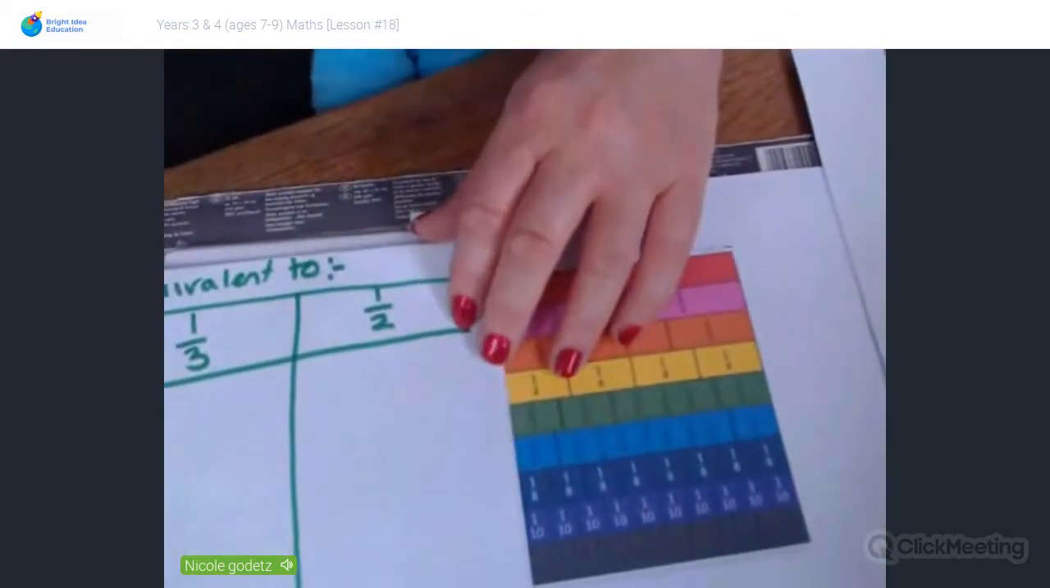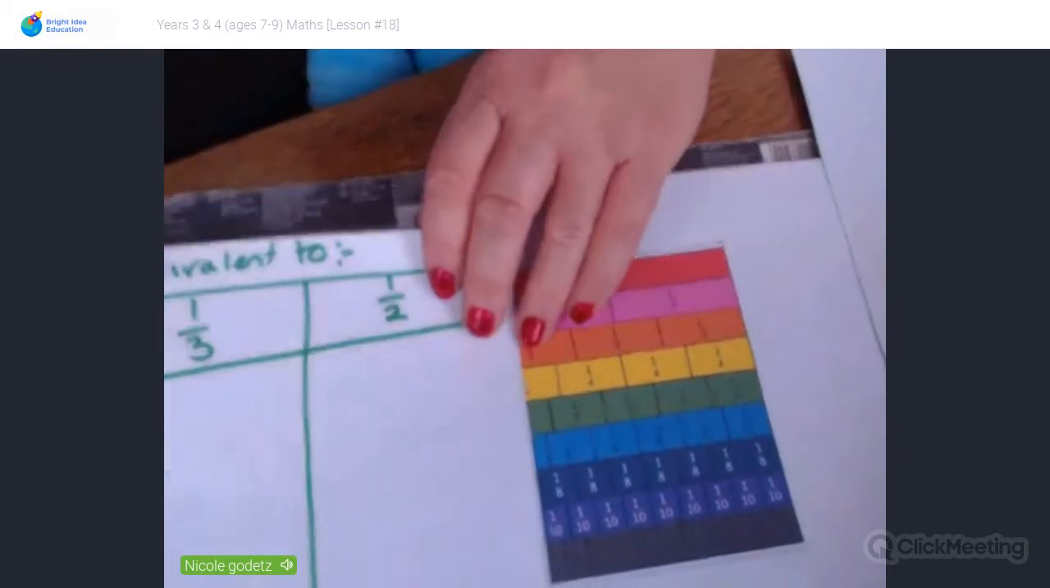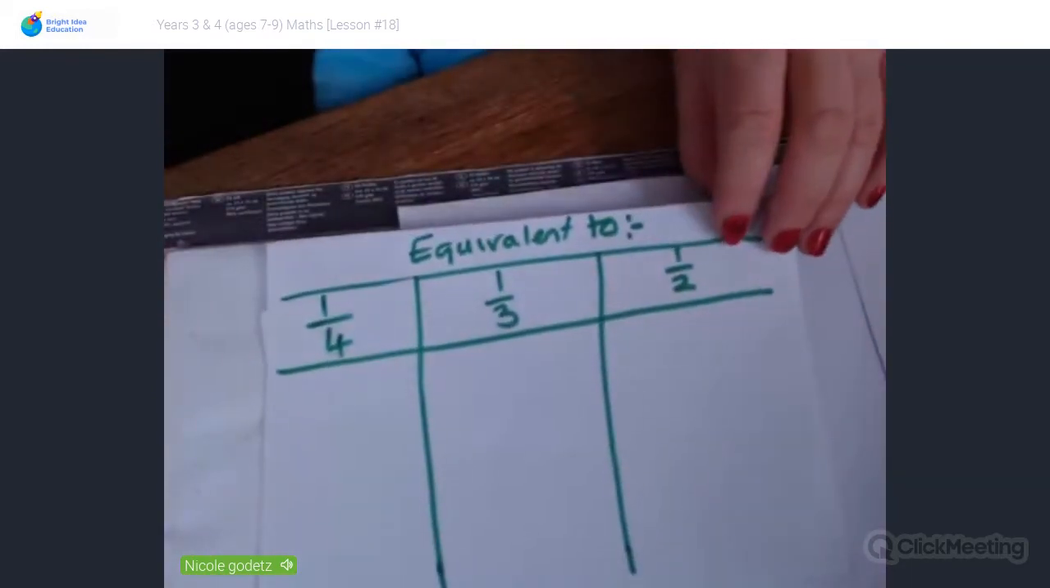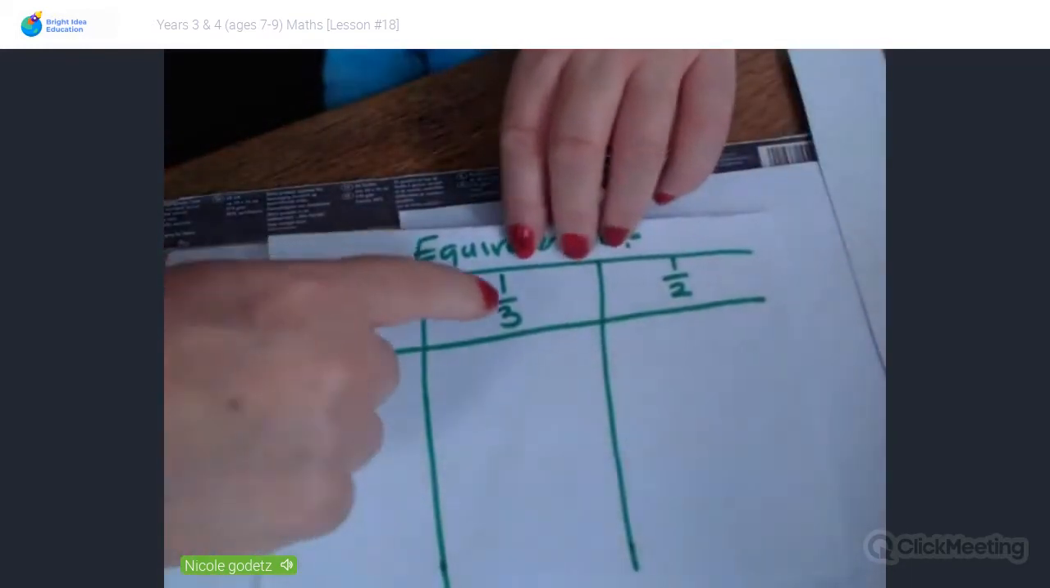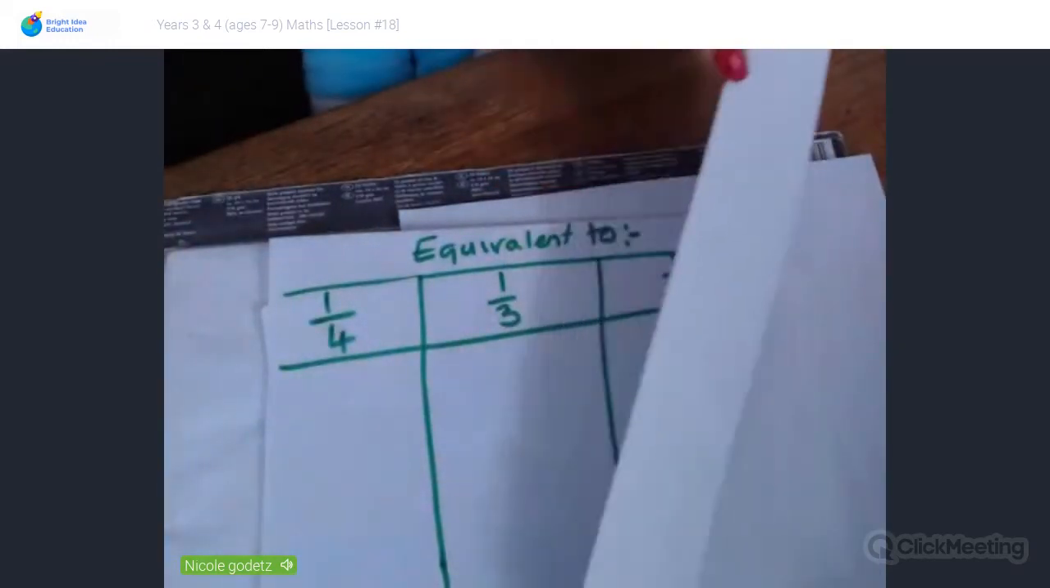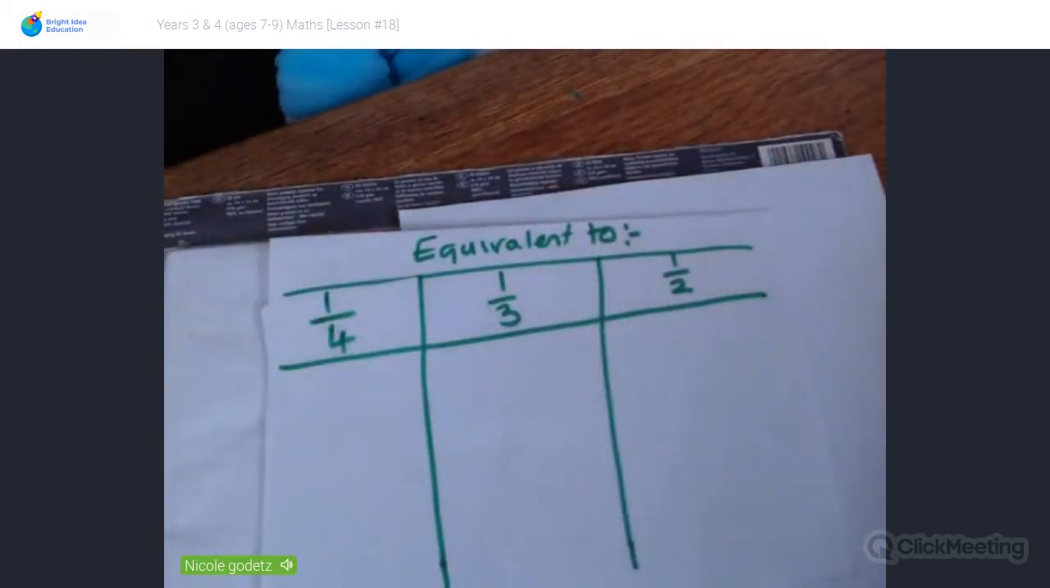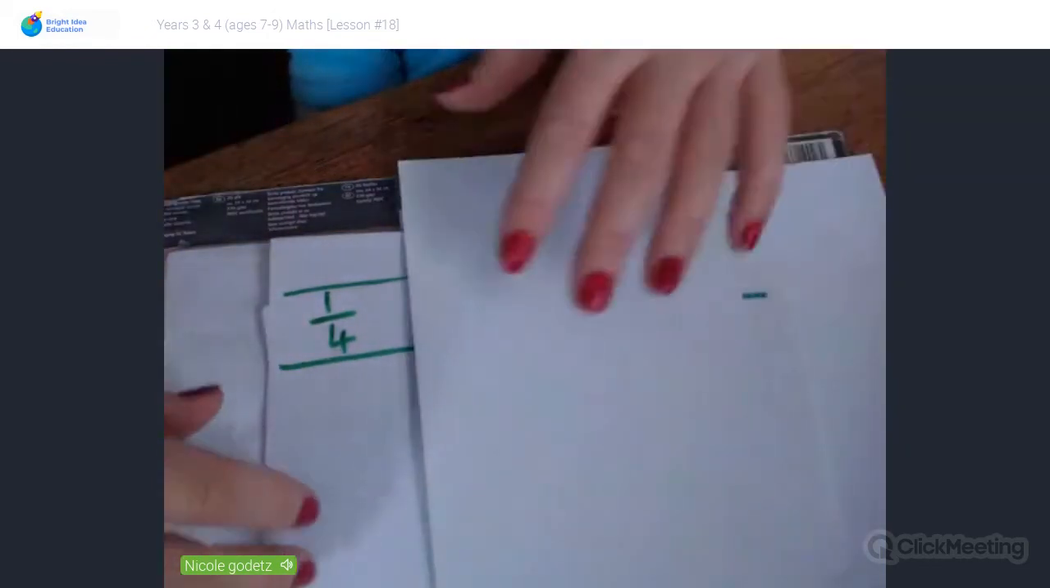Let's carry on with our equivalents. Okay, I'm going to drop the screen down. I'm going to look at this chart. Tell me what other fractions you know are equivalent to 1/4, 1/3, and 1/2. So let's start off with 1/4. Let's start off with fractions that are equivalent to 1/4.